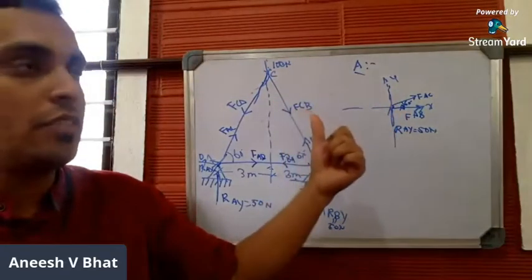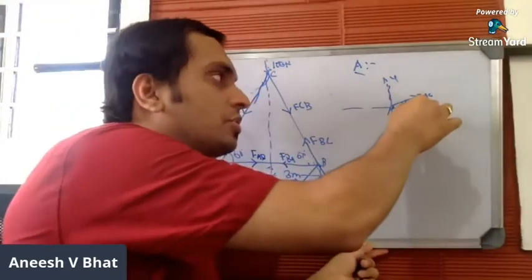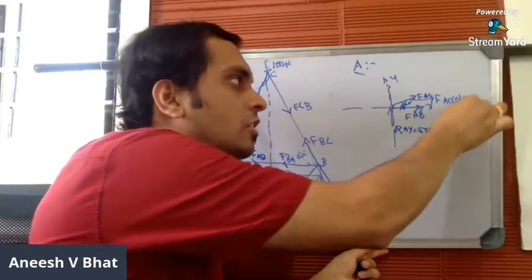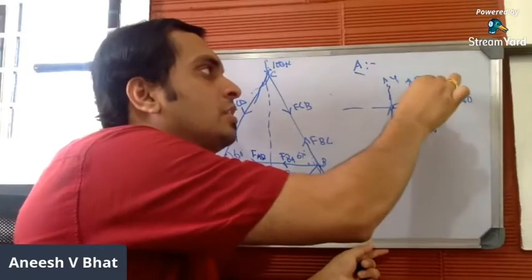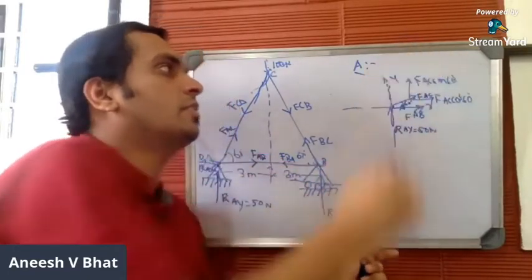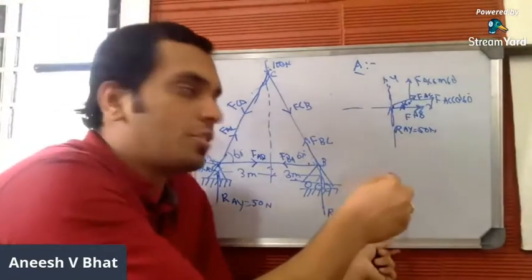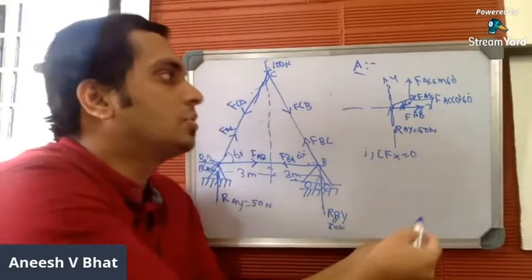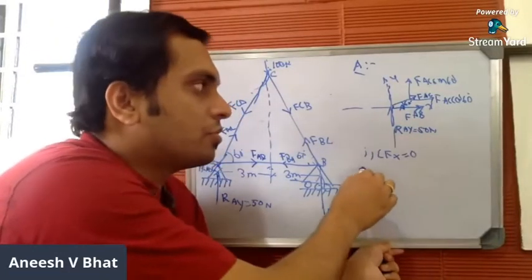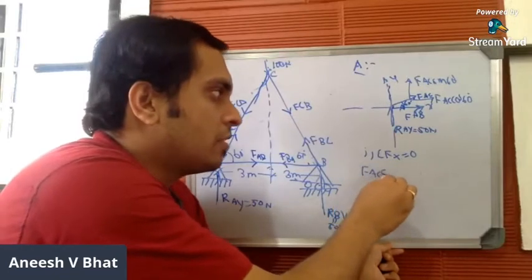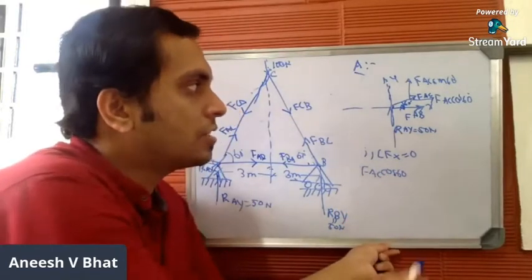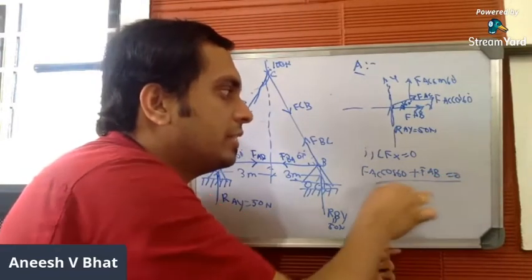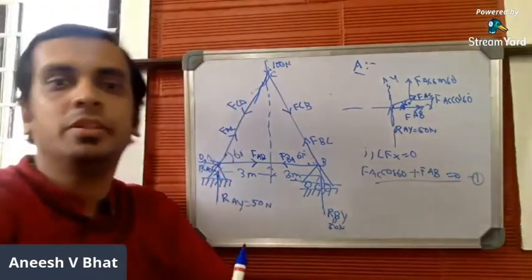In order to apply the two conditions of equilibrium, we have to resolve this inclined force into its horizontal and vertical components. Horizontal component will be FAC cos 60 and the vertical component will be FAC sin 60. Now let us apply the two conditions of equilibrium. The first condition of equilibrium is summation of Fx equal to 0. So you have a number of forces in the x direction. FAC cos 60 plus FAB is equal to 0. Let this be equation number 1.